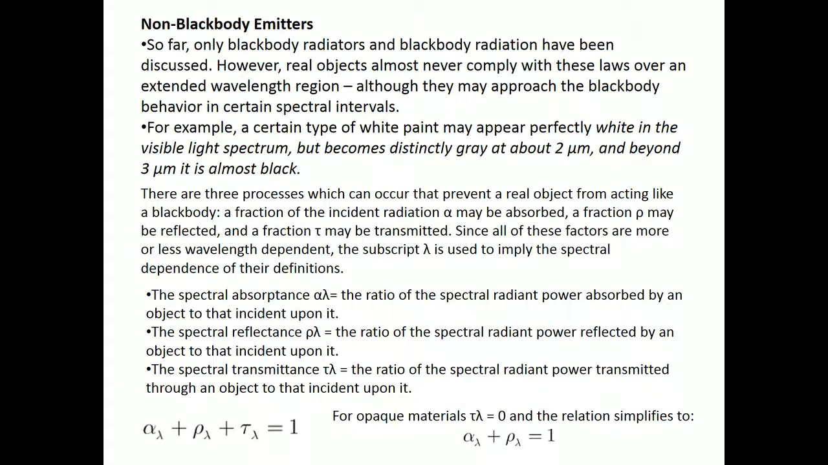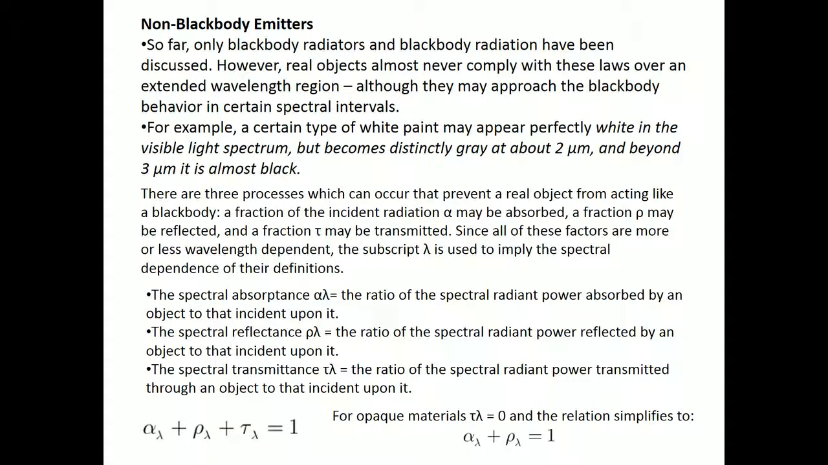However, we mostly have non-black body emitters. So far only black body emitters and black body radiation have been discussed. However, real objects never comply with these kinds of laws. They might approach the black body behavior in certain intervals. For example, a certain type of white paint may appear perfectly white in visible light, but become distinctly gray at 2 micron, and beyond 3 micron it is almost black. So, there are 3 processes which can prevent a real object from acting as a black body. A black body is very idealistic, it does not exist.